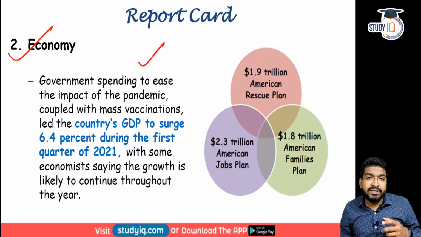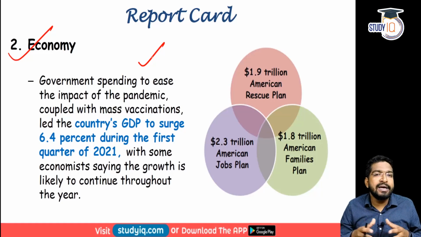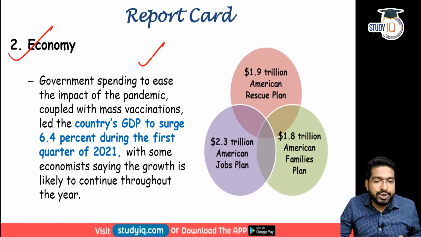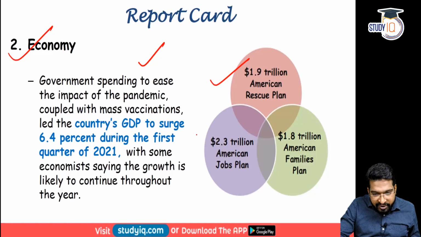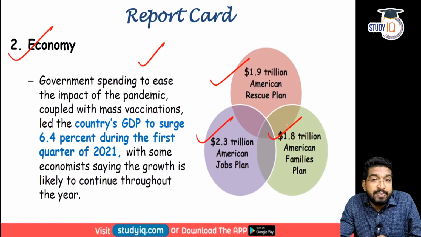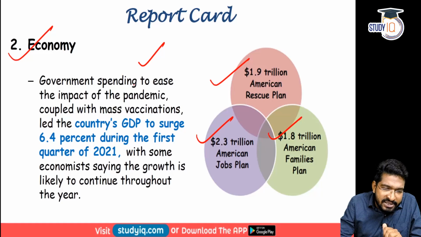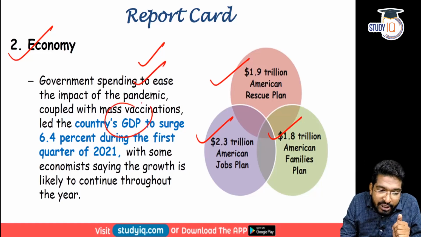And what Biden did immediately after coming into power, he gave utmost importance to handling of the COVID situation. He announced many plans like the $1.9 trillion American Rescue Plan, $2.3 trillion American Jobs Plan, $1.8 trillion American Families Plan. And recently, he has also announced a huge infrastructure package also. Now, what this has done, this spending by the government, what it has done is it has brought back the GDP on track.